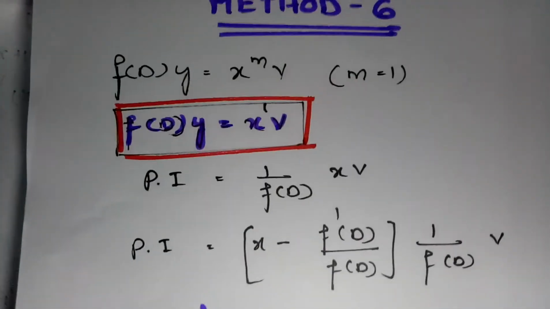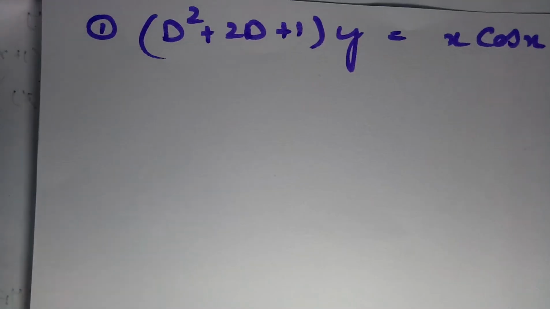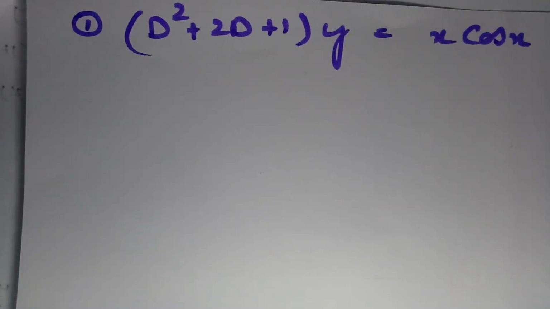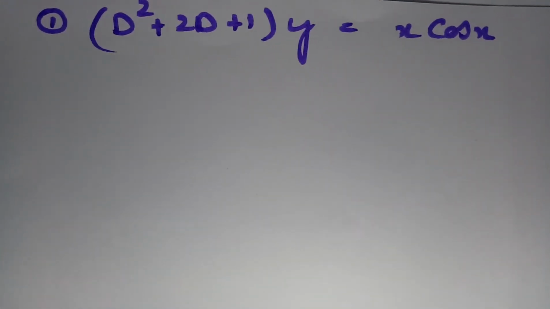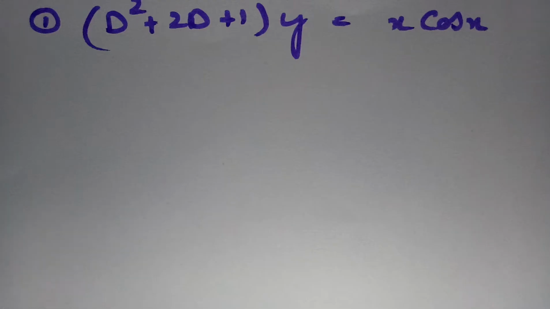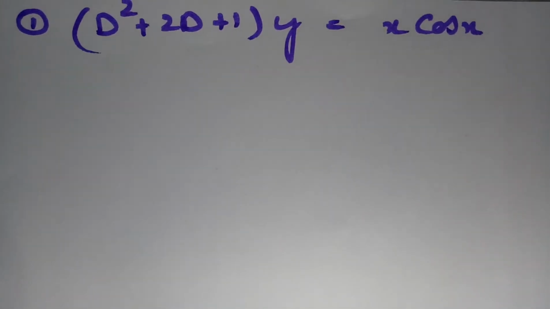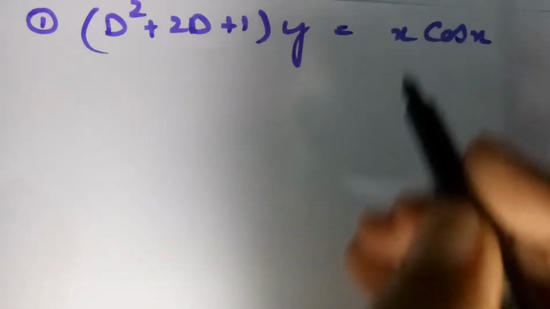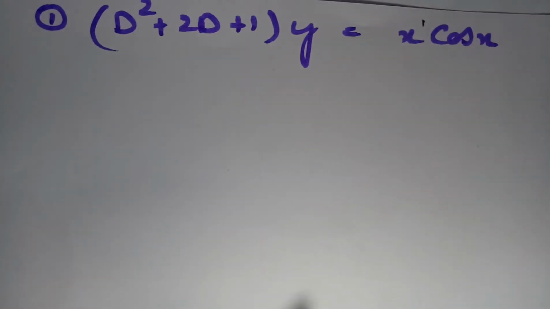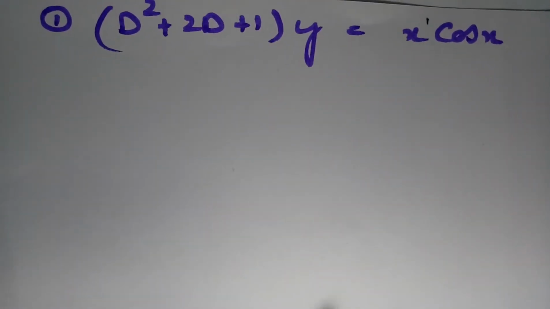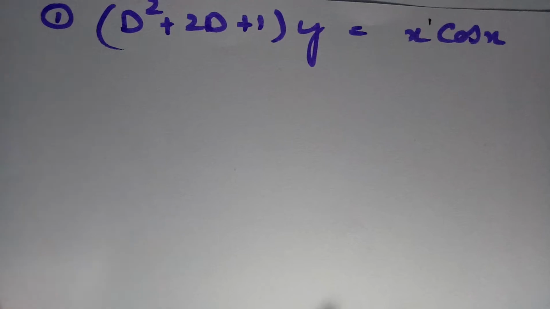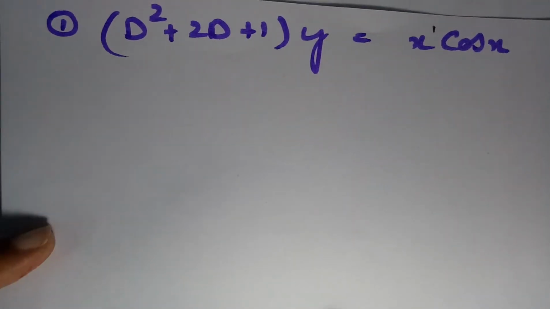I'll show how to solve. Here is a problem for you. I would like to illustrate this point by solving the problem. What is this problem? D square plus 2D plus 1 of y is equal to x cos x. If you see this, it is clearly x^1. So what we have to do? We have to immediately go to method 6. Using the formula, we can derive.